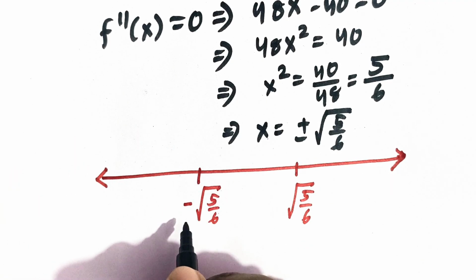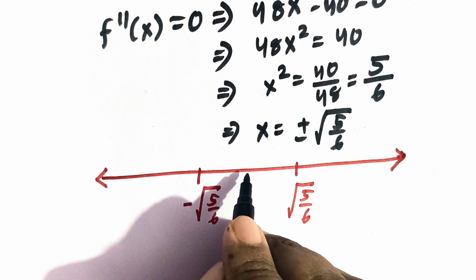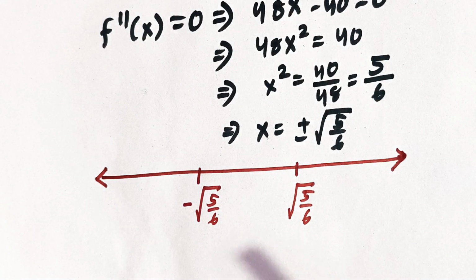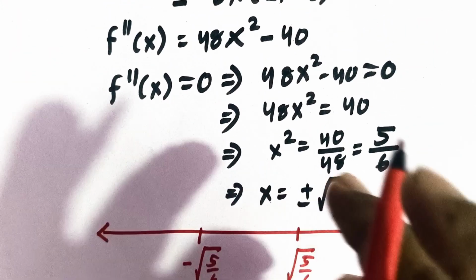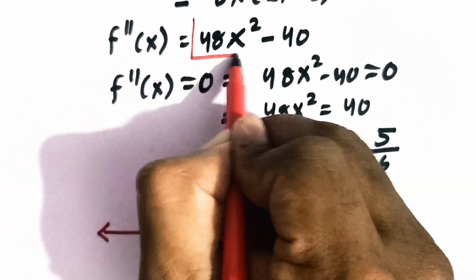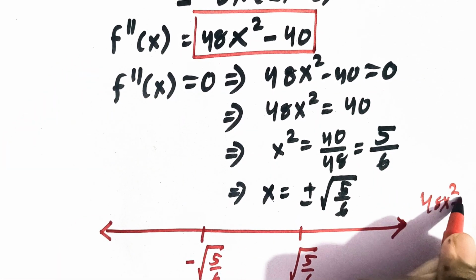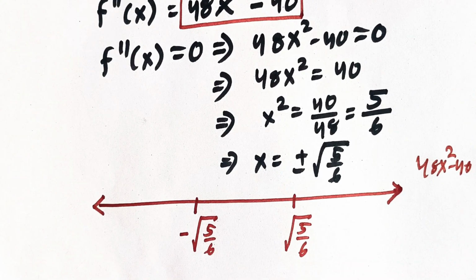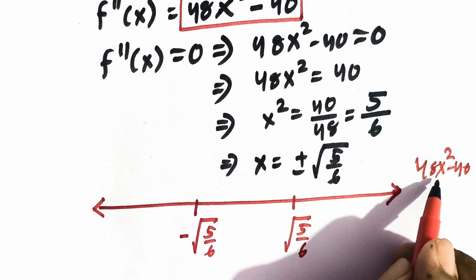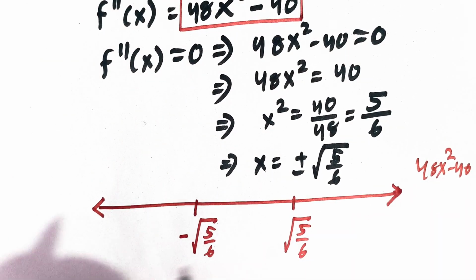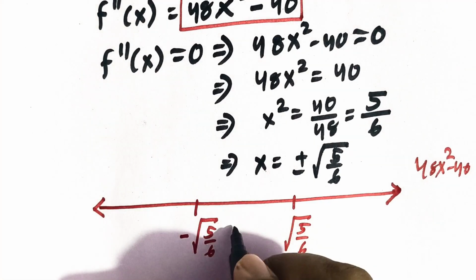Here, from minus to plus, we have 0 inside it. And what is our double derivative? Double derivative is 48x² − 40. So put 0, it gives minus 40, so f double dash is negative here.